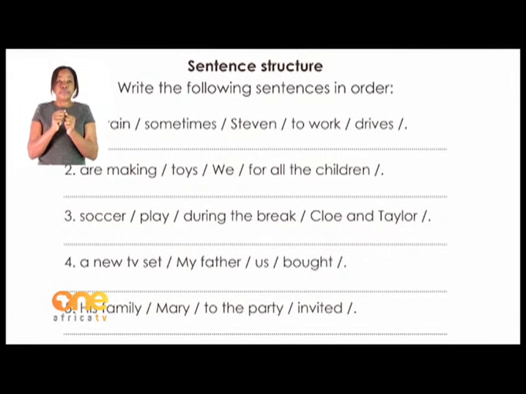And remember also the names of people and the names of places will always come with capital letters. So you have to be careful also there to select which one to start the sentence. It must make sense. Number 1, by train, sometimes, Stephen to work drives. Those are the words which are jumbled. Now we have to put them nicely in order to make a sentence correct.